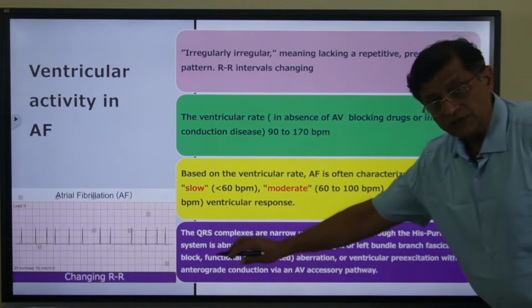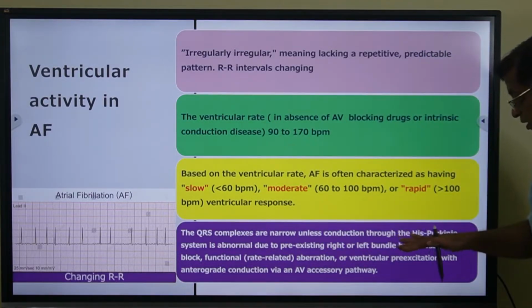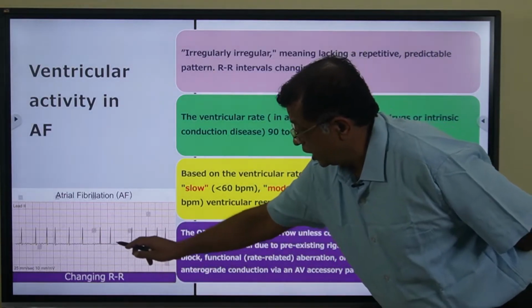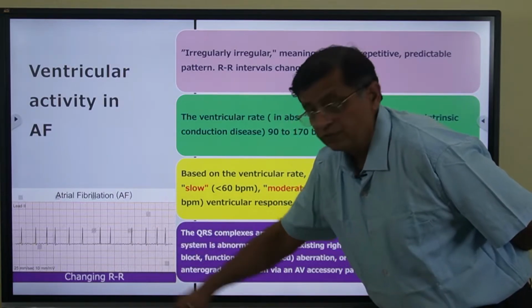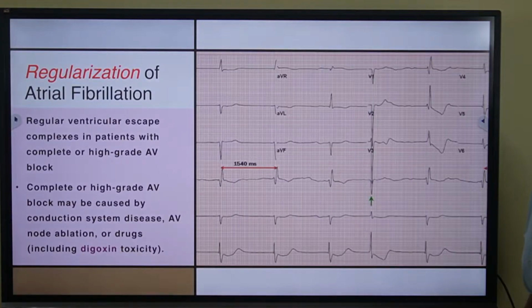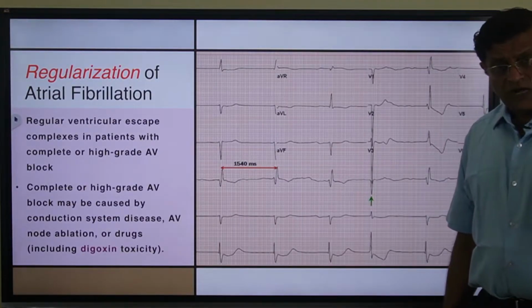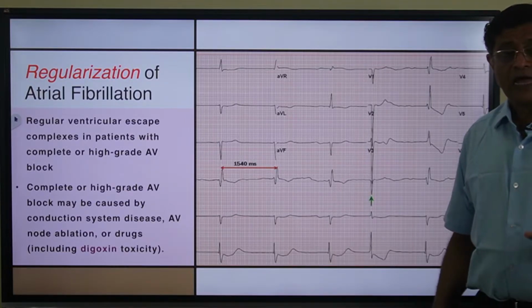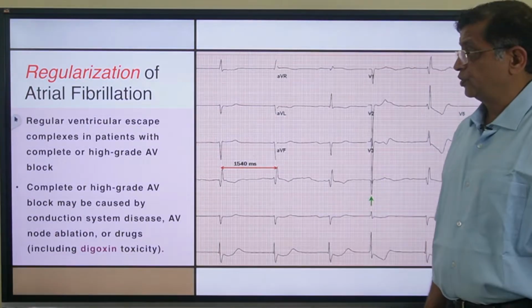The QRS complexes are narrow unless there is a conduction problem in the bundle branch or the His-Purkinje system, or there is an aberrant conduction pathway. You see the changing RR and the small fibrillatory waves. When the fibrillatory waves are larger and can be noticed, that is called coarse atrial fibrillation, or when they are very small or practically absent, that is called fine atrial fibrillation.